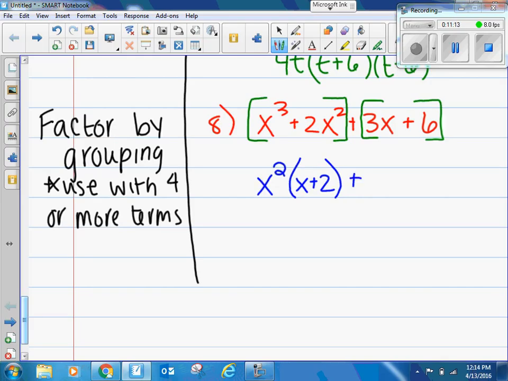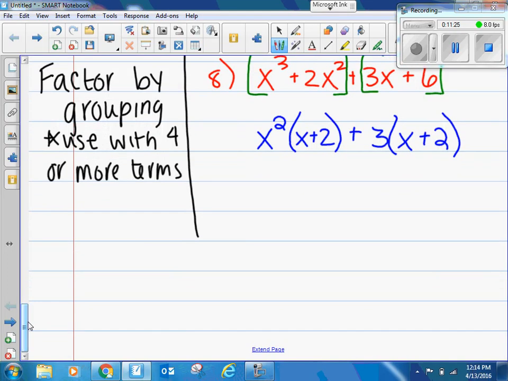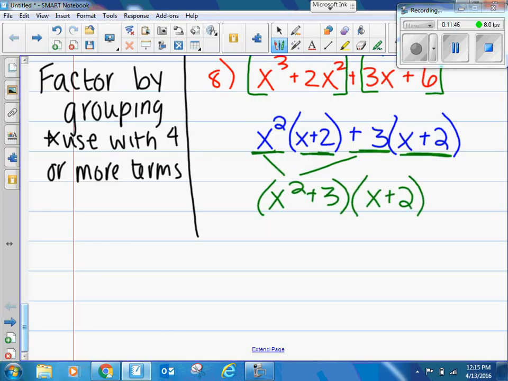I'm going to do the same thing to this second group. I am going to GCF out a 3 and leave in an x plus 2. So now I am going to take these terms that I GCF'd, and I'm going to group them together. If you notice, this x plus 2 and this x plus 2 are the same. They have to be the same in order for this to work. So then I'm going to take these two and pull them out front as a group or as a factor, and then I'm going to leave x plus 2 here.